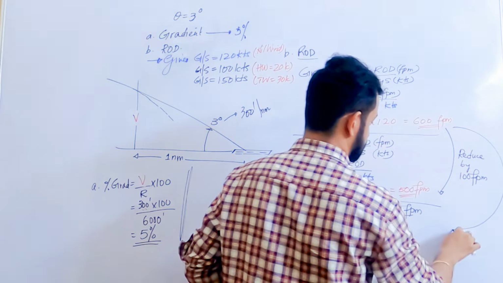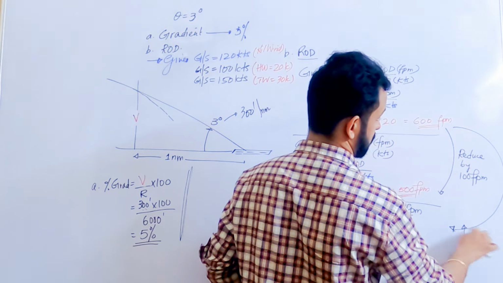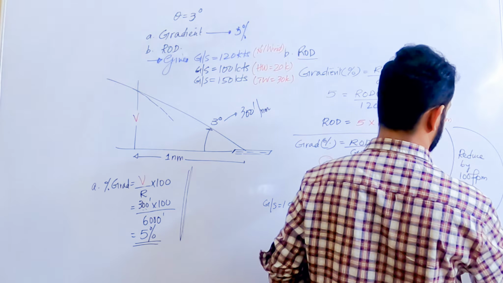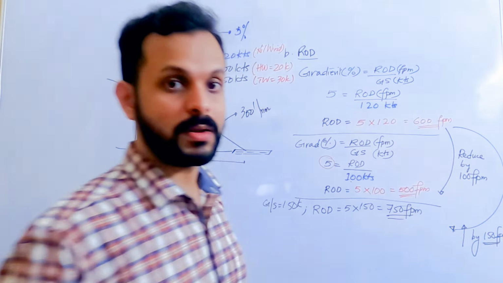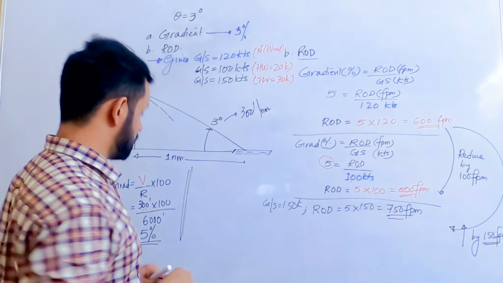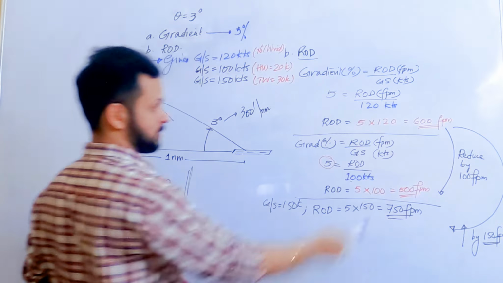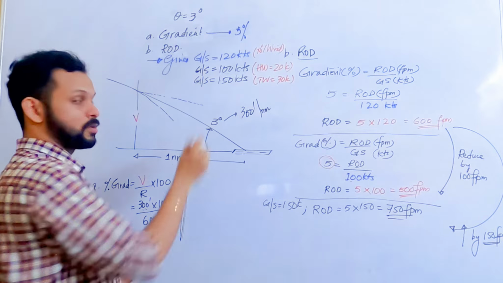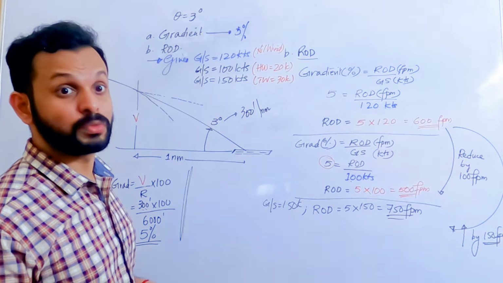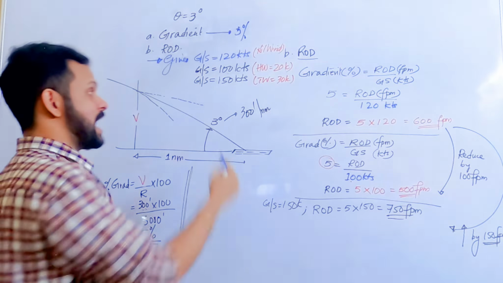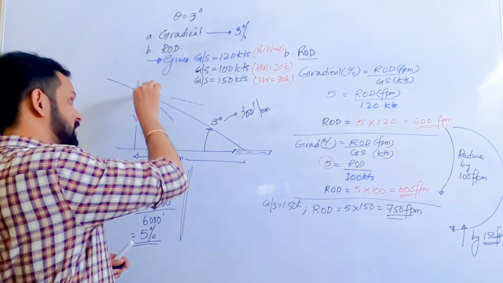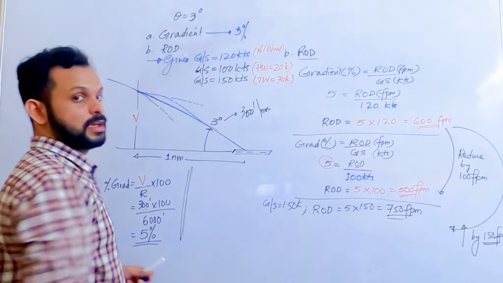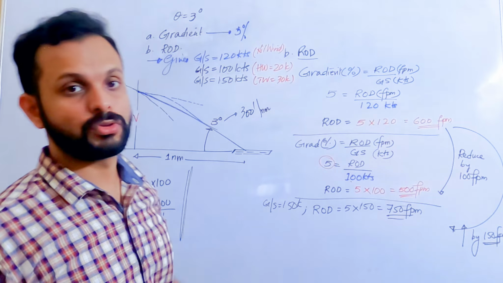So what happened here? I have increased my rate of descent by 150 feet per minute. Why? We have seen that yesterday again. If you keep descending at 600 feet per minute, and if you have a tailwind, your descent rate is not keeping up with your ground speed. You're traveling too fast forward as compared to your rate of descent, which means you have to now increase your rate of descent and get back to profile, if you want to stay on this 3 degree or 5% gradient.